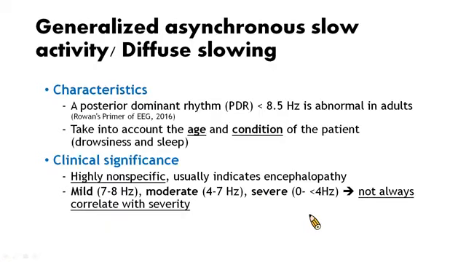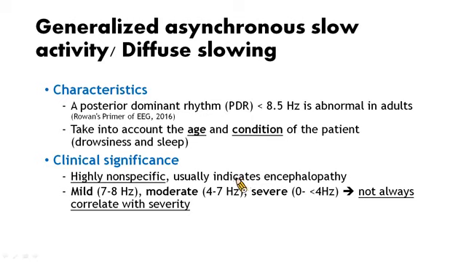Then we talk about generalized asynchronous slow activity or diffuse slowing. In Rowan's primer of EEG, a posterior dominant rhythm less than 8.5 Hz is defined abnormal in adults. When we want to say the EEG has diffuse slowing, we must take into account the age and the condition of the patient. Because when the patient becomes drowsy or when the patient falls asleep, diffuse slowing may appear.